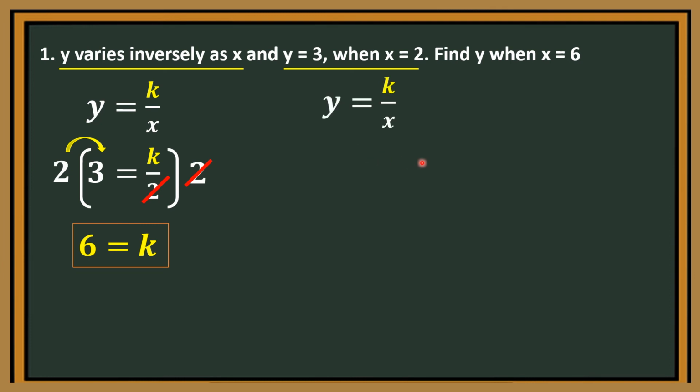Y is equal to k over x. We do not have y. We have the value for k, that is 6. X is 6. Therefore, y is equal to 6 over 6. Divide, y is equal to 1.